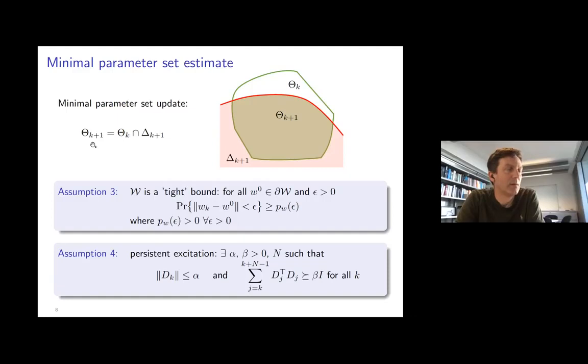So I'm going to start by talking about a parameter identification scheme where we define the new parameter set as just the intersection of the old parameter set with the unfalsified set. So a couple more assumptions I want to make here.